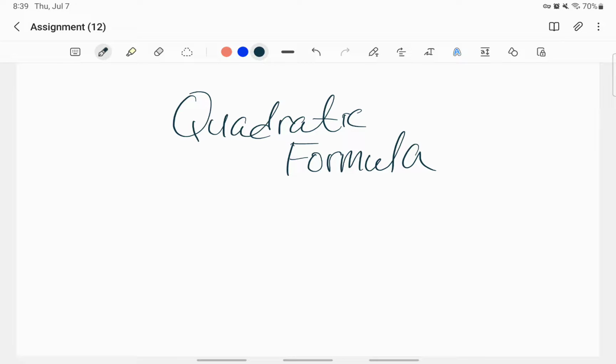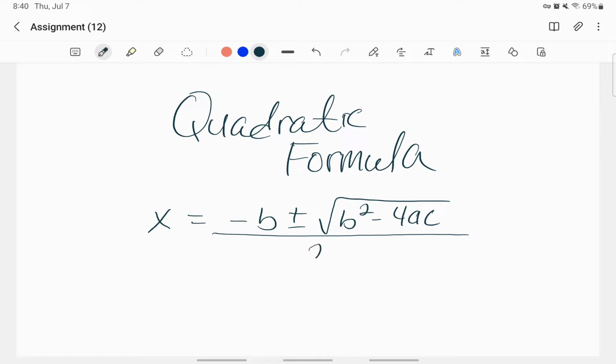All right, guys, last video and the last method to finding the solutions for any quadratic equation is to use the quadratic formula. And matter of fact, the quadratic formula is the most preferred way. The quadratic formula states that x is equal to negative b plus or minus the square root of b squared minus 4ac all divided by 2a.